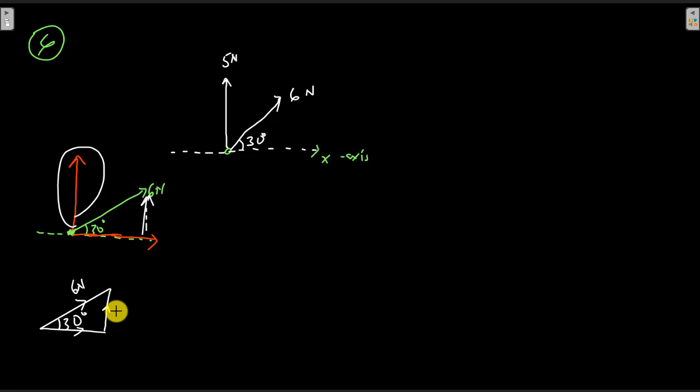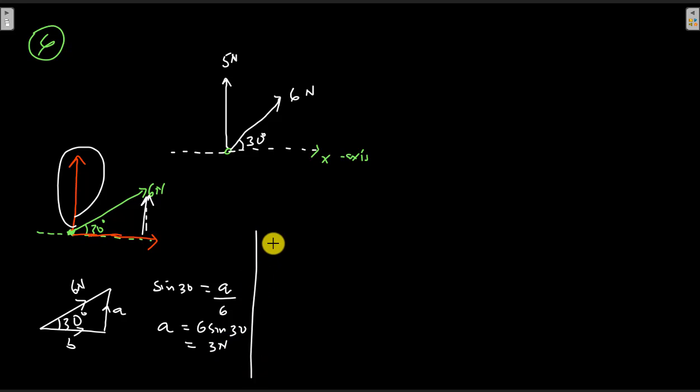Let's just call this force little a. Let's assume we do not know what that force is, and we call that little a, and let's call this small b also. So there we go. We know that sine of 30 degrees equals the opposite, which is a, divided by the hypotenuse of this triangle, which is 6. So that means a is actually 6 sine 30, which is 3 newtons.